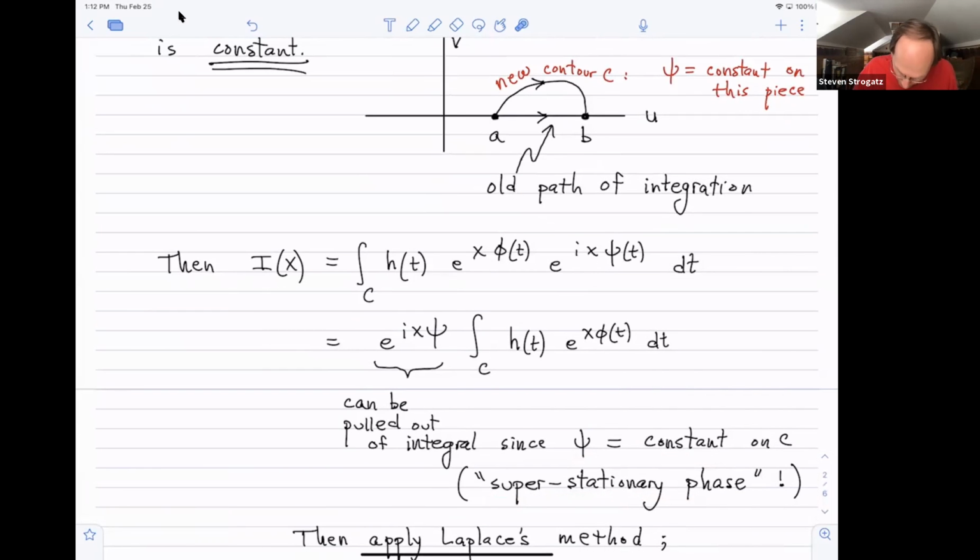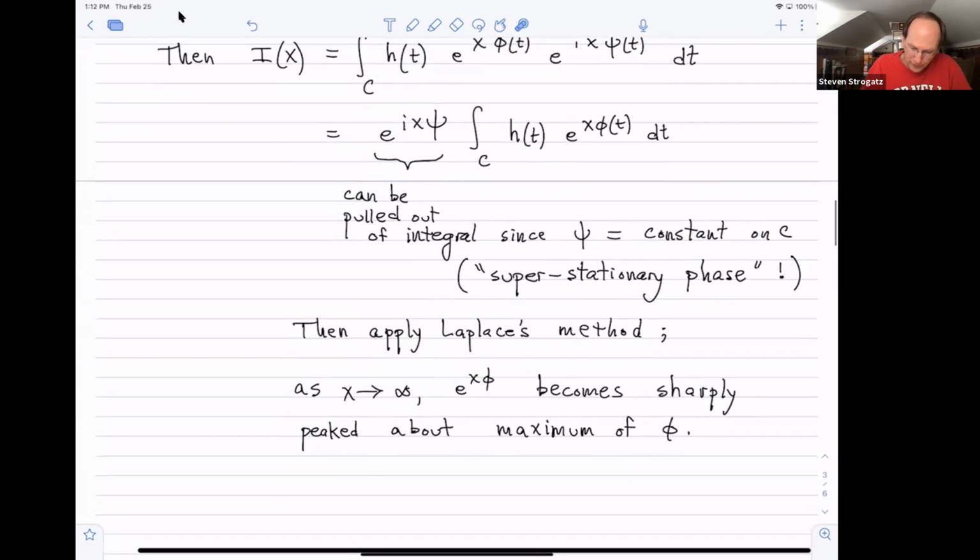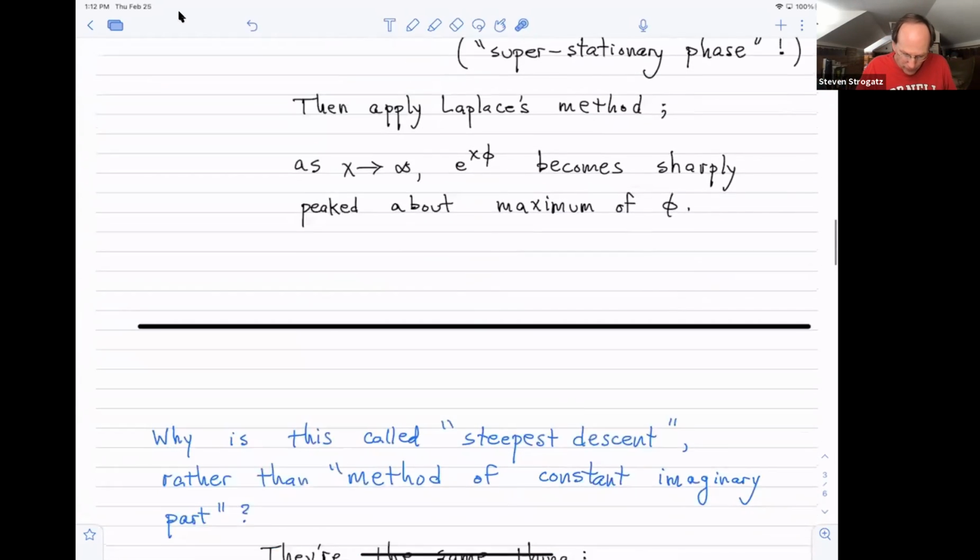All right, so that's the overall strategy. Look for those places where psi is constant, pull the term out of the integral, do Laplace's method, and then all the advantages of Laplace's method come with that. You can get the full asymptotic expansion as x goes to infinity. Okay, so that's the basic strategy. Now, that was kind of vague. I'll show you concretely.